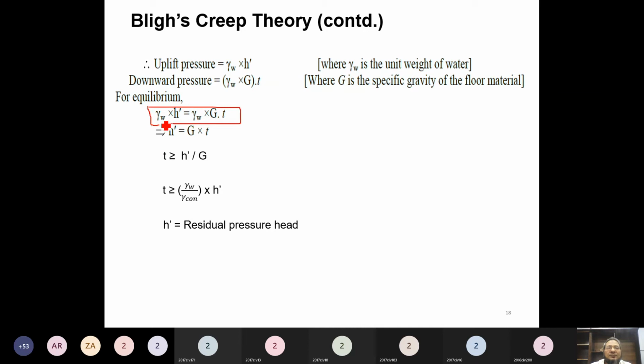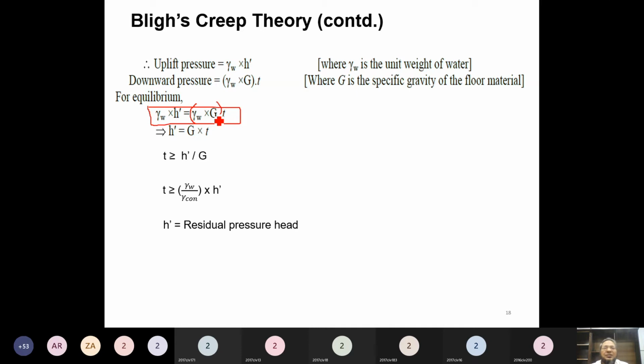So gamma W into H dash. What is H dash? H dash is the residual pressure head or the uplift pressure head at any point. Into gamma W would be the pressure. This is the uplift pressure at any point. And what is this one on the right side? What is gamma W into G? ये क्या है? This is the specific weight of concrete or material.